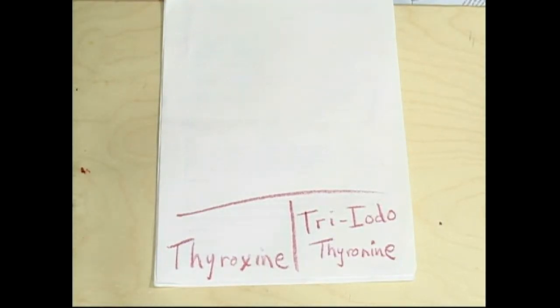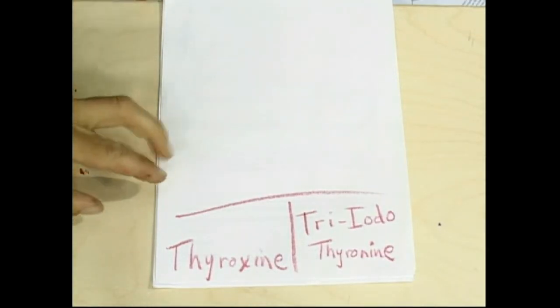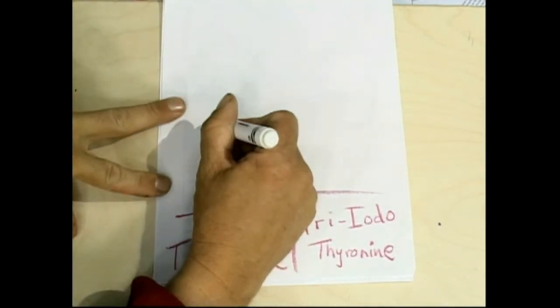Bonds here. Two benzene rings in these structures. Looks like some alcohols and NHs on the bottom. So let's start with the rings. Let's get the rings out of the way.